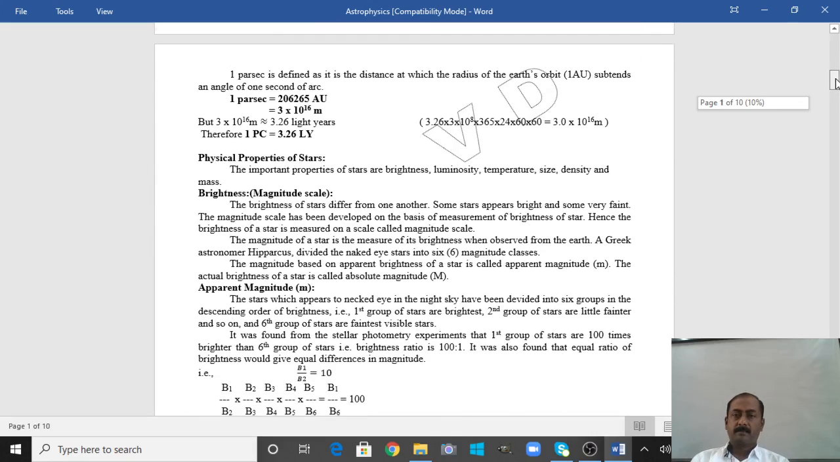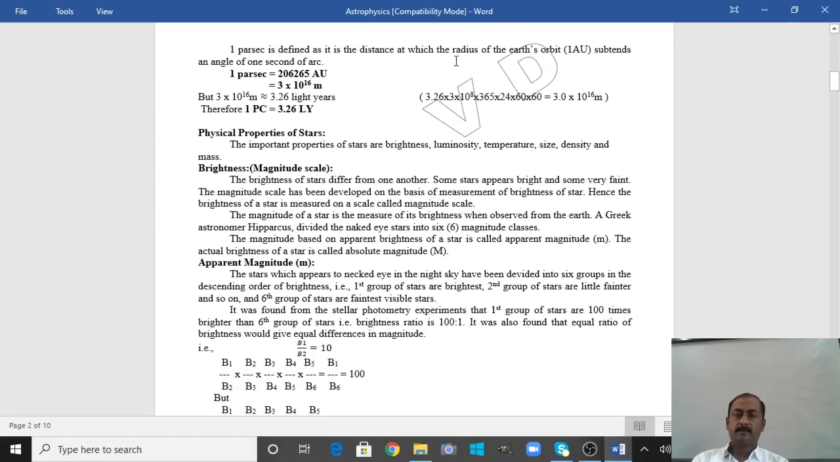Here 1 parsec is defined as the distance at which the radius of the Earth's orbit, which is 1 astronomical unit, subtends an angle of 1 second of an arc. Therefore 1 parsec equals 2,06,265 astronomical unit. This is equal to 3 into 10 raised to 16 meter.